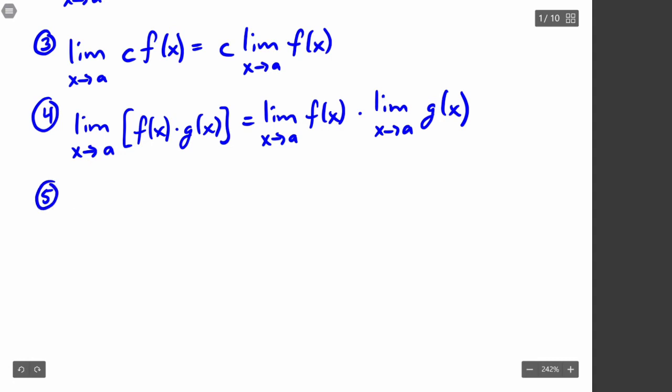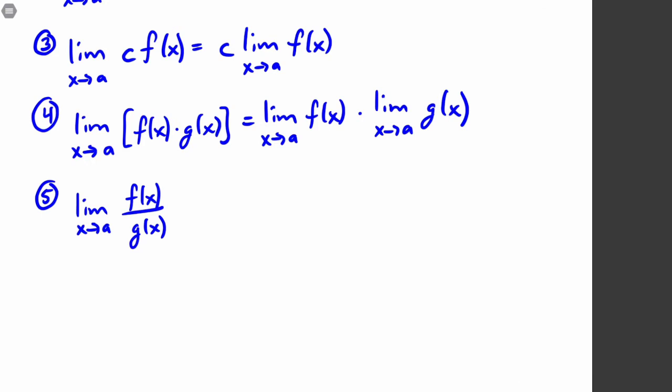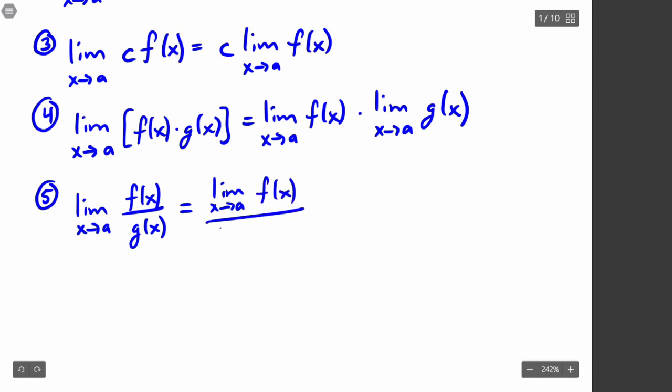Couple more properties here. If we're going to multiply functions, why not divide them? So what about the limit of f over g? Well, just like with the other one, we're going to get the quotient of the limits. But this one has a little snag to it, a little caveat. What do you think that is? What do you think could go wrong here?